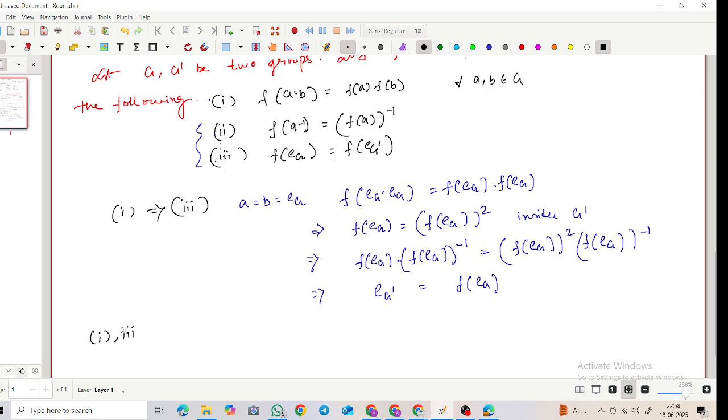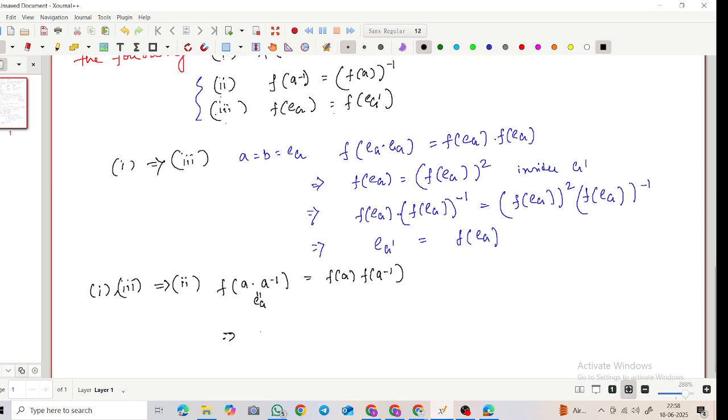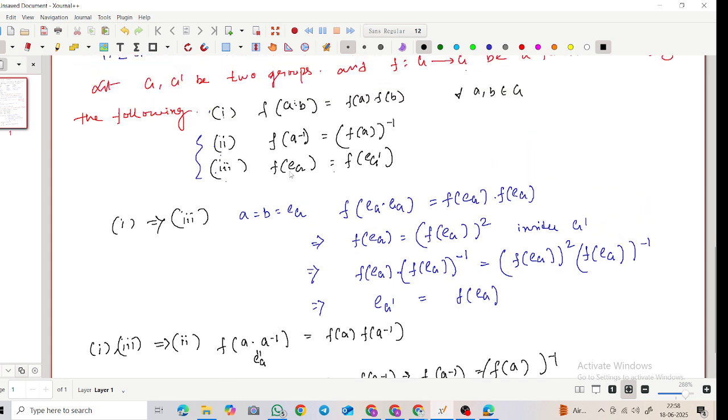So if we have 1 then we have 3, then from 1 and 3 we can have 2. That is easy. You can take f of A and A inverse is equal to f of A into f of A inverse, right? And this is what? EG, and we have already shown that f of EG is EG prime, right? Hence f of A inverse is f of A whole inverse, right? So 1 is enough.